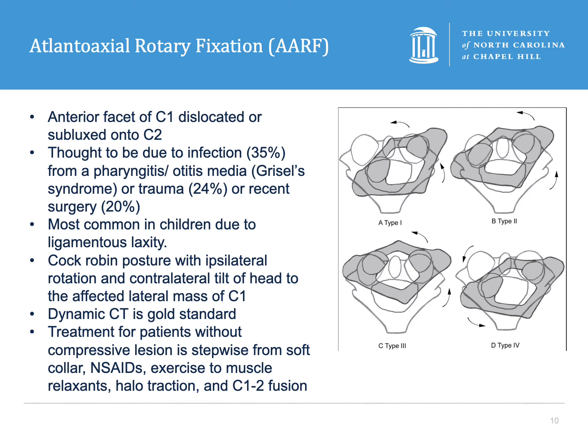This is oftentimes concomitant with a dens fracture or a hypoplastic dens. This is rare, but there's a high risk of neurologic involvement here. For rotary subluxation, the patients oftentimes have what we call a cock-robin posture with ipsilateral rotation of the head and contralateral tilt of the head to the affected lateral mass.